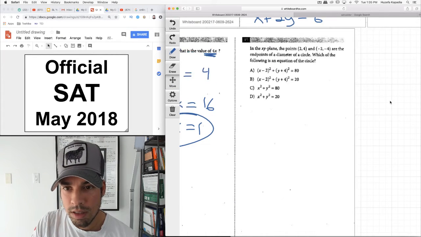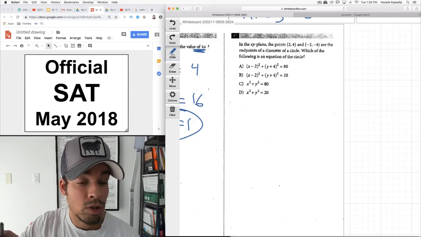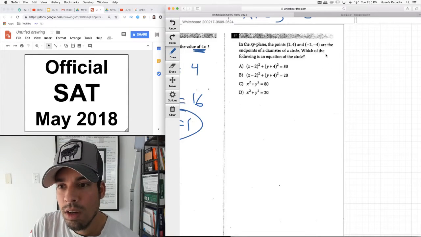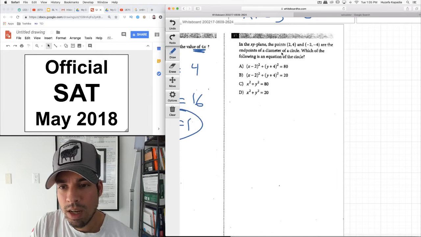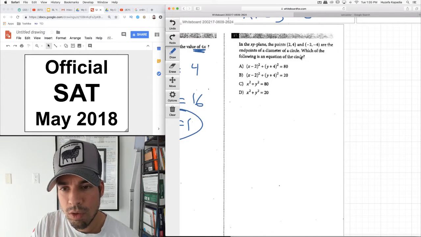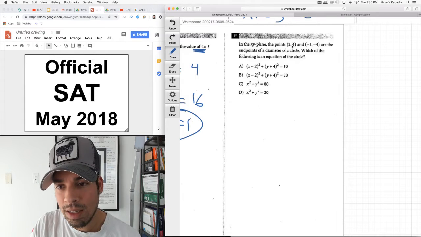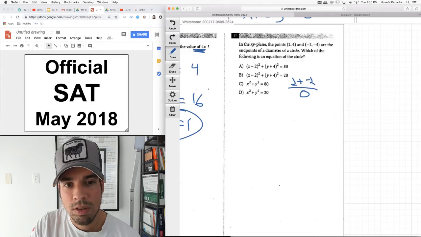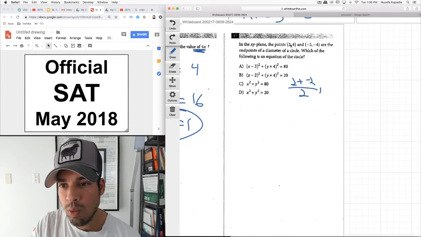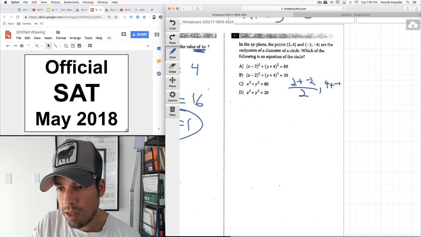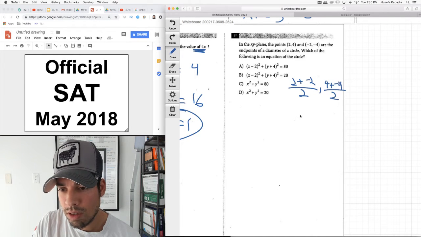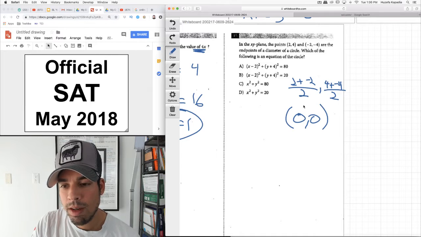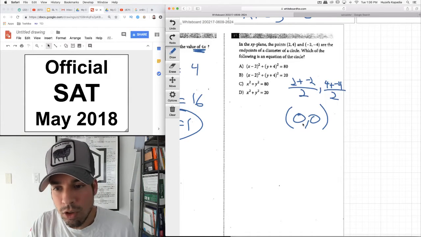Okay, next is this guy. Circle question. I see like 1 or 2 circle questions like this almost always. The points are the endpoints of the diameter of a circle. Which of the following is the equation of the circle? First of all, you've got to recognize that the center of the circle is the midpoint of these 2 points. So midpoint formula says we add these 2 x's divided by 2. So 2 plus negative 2 divided by 2. And then the y's, you add those: 4 plus negative 4 divided by 2. This is 0, 0. So guess what? My center of the circle is at 0, 0.